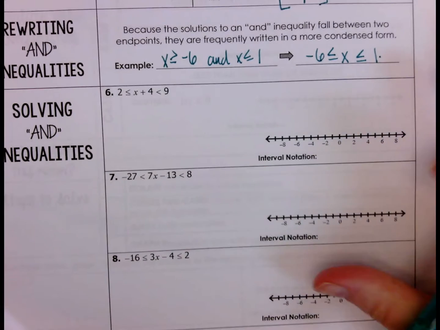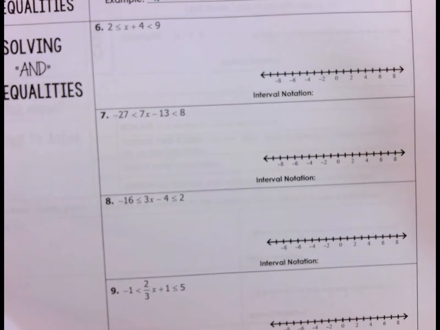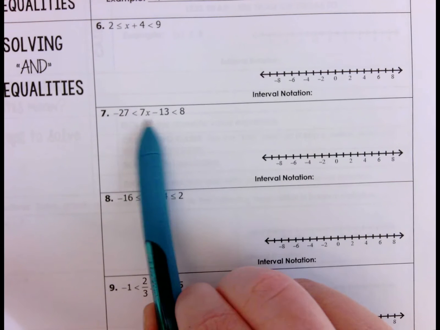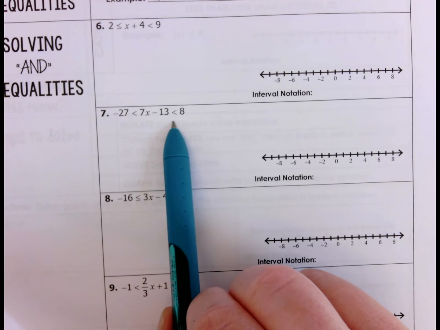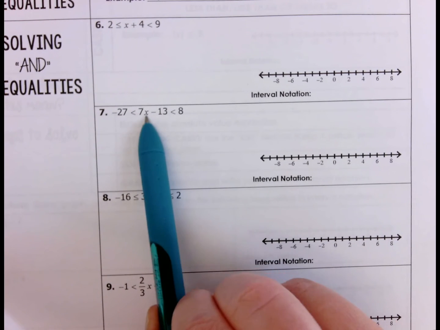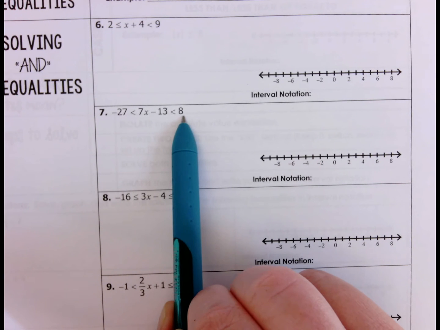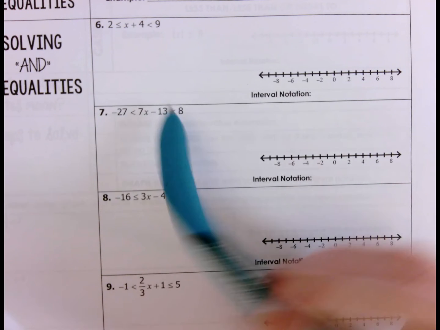Okay, so we're going to do a couple of problems together, and then I'm going to let you guys work on your own. So we're going to do the odds this time. We're going to do number 7. Okay, so notice how number 7, the actual inequalities are written in a condensed form, meaning this goes with this part and with this part. So we're just going to kind of treat it like that, and we're going to work through this.